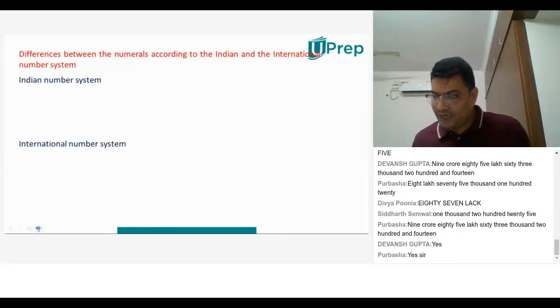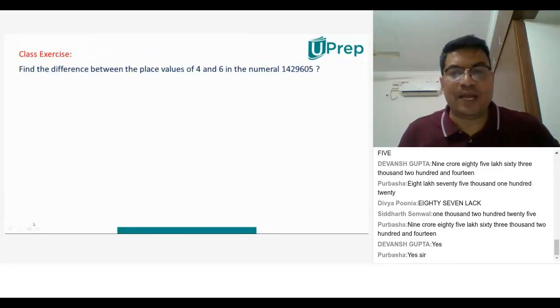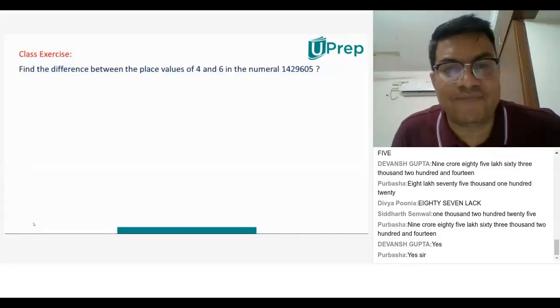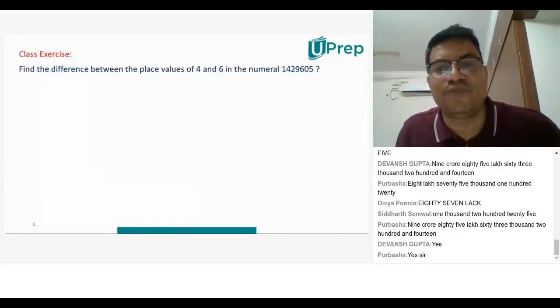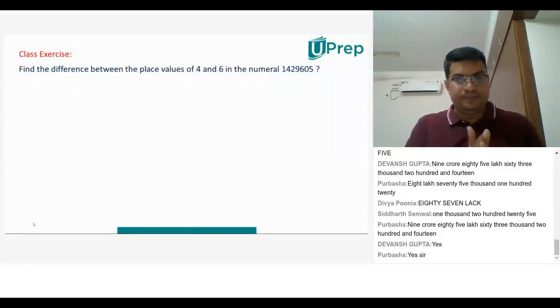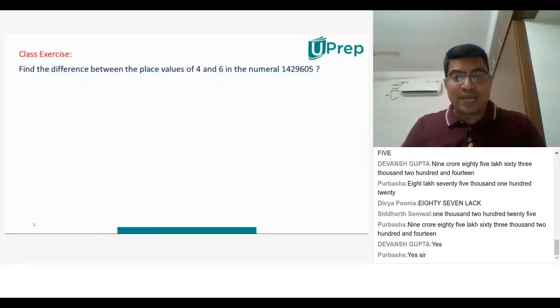I think you know the difference. I'll not waste time now. Solve this question, everyone, quickly. We have 7 minutes to solve 4 questions, one after the other. Quickly. Find the difference between the place values of 4 and 6 in the given number.